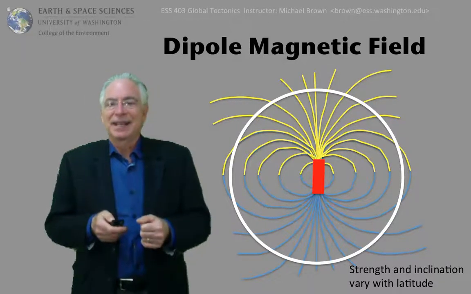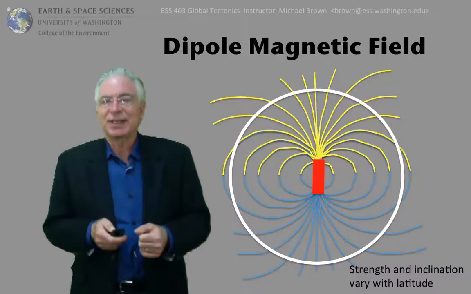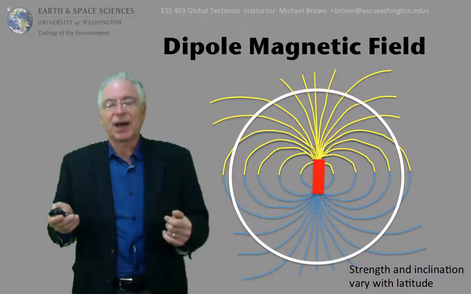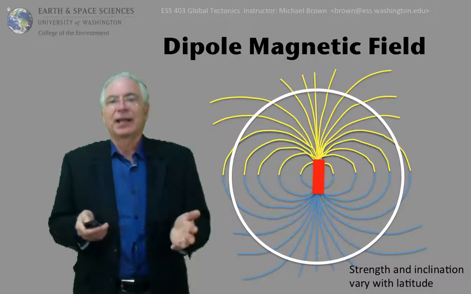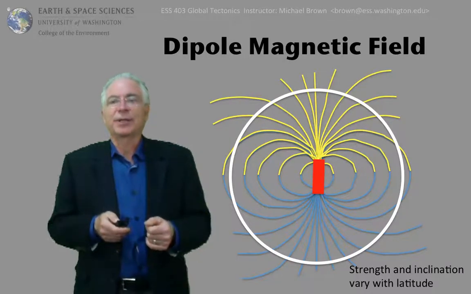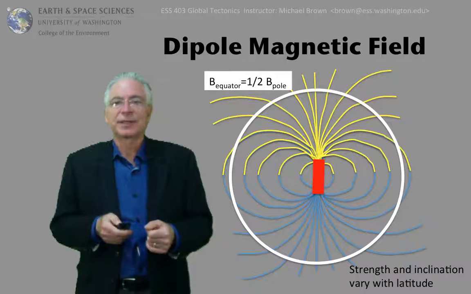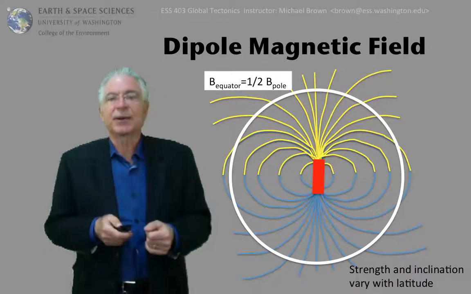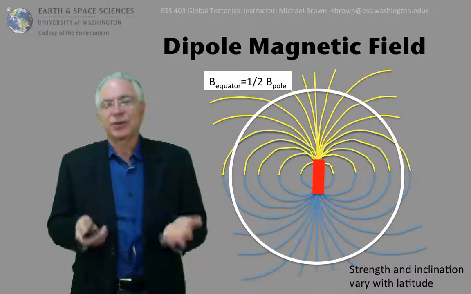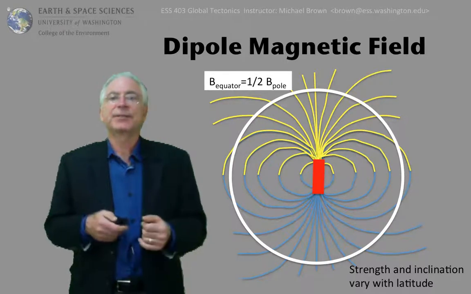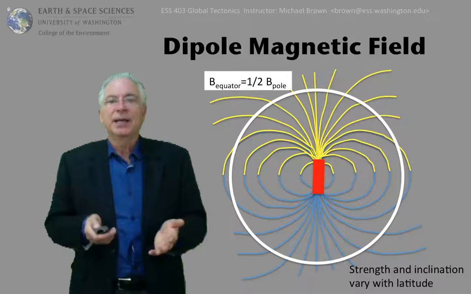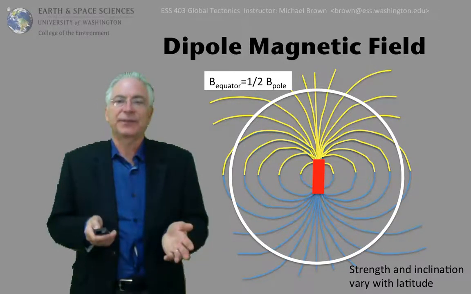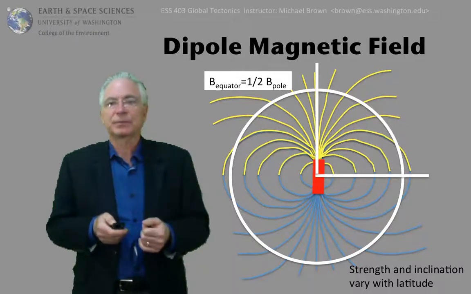and you can also see that there is a variation of separation of these lines and in the direction in which they are oriented relative to Earth's surface. The lines are closer together at the poles than they are at the equator, and that leads to very much stronger magnetic fields at the pole than at the equator. In fact, the equator is about half the strength of the magnetic field at the poles.